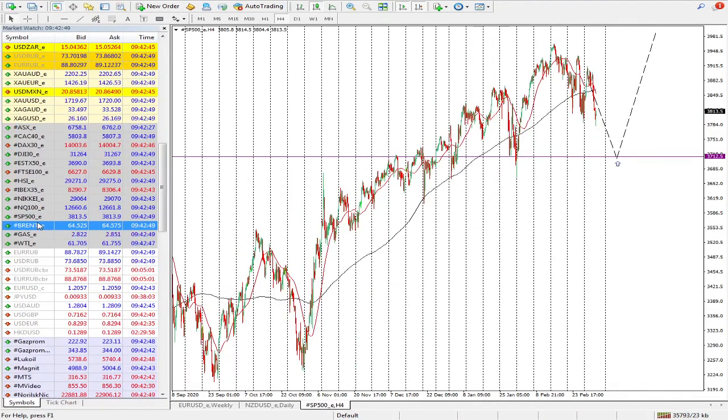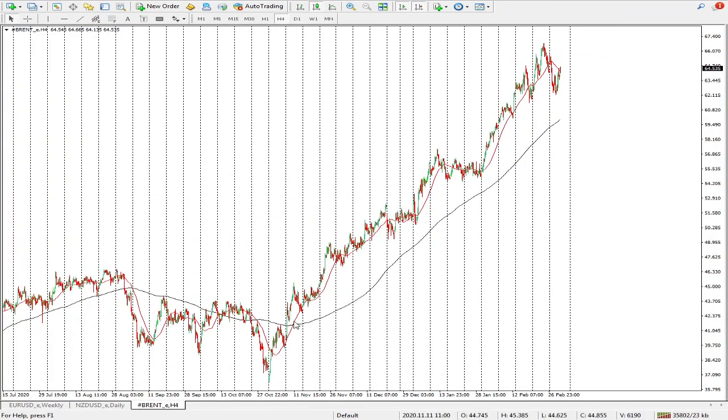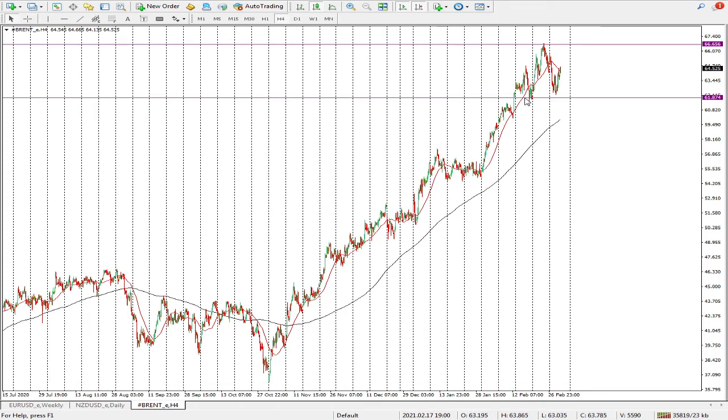Then the next chart is Brent oil. Brent oil is bullish. You can see from these moving averages we are very much to the upper side. What I want to happen is for price to either break above 66.656 or pull back to this level, 61.874. If the price pulls back to this level, this will be a good place to look for a buy from. If the price breaks above 66.656, then this will mean we are continuing to the upper side.